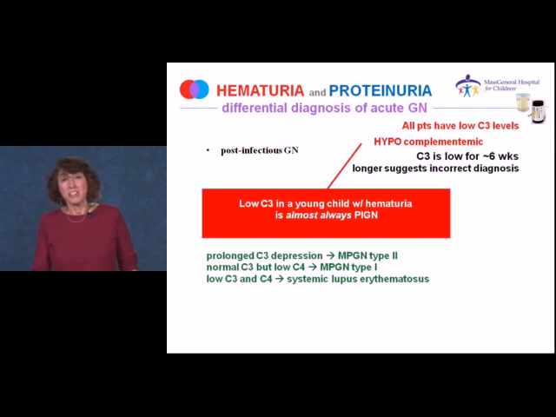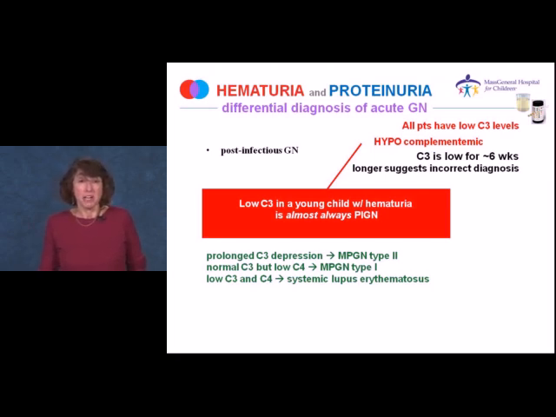If the C3, however, doesn't come back to normal, then you need to think about MPGN type 2. If your C3 is actually normal but your C4 is low, then you have to think about MPGN type 1. And this is sort of a little trick in lab testing. Even though you're just looking for C3, you should send C3 and C4 because you would expect C3 to be low and C4 to be normal or vice versa most of the time.